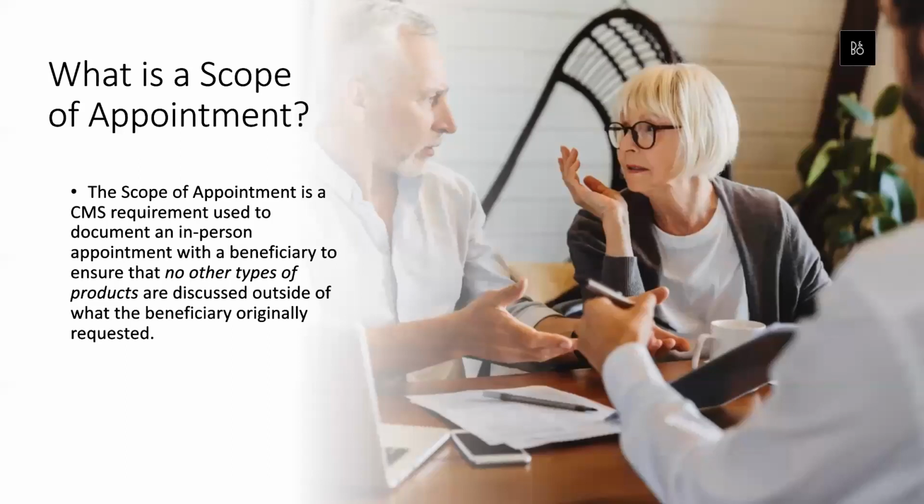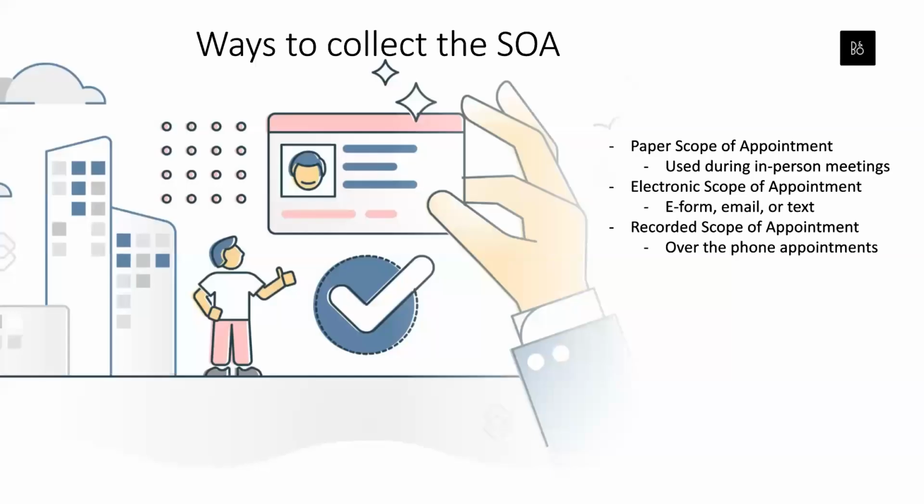Okay, so what is a scope of appointment? A scope of appointment is a fundamental concept in Medicare Advantage sales. It refers to the agreement between the sales agent and the potential enrollee about the specific topics that will be discussed during the appointment. Understanding the scope of appointment is crucial to ensuring a smooth, compliant, and efficient sales process.